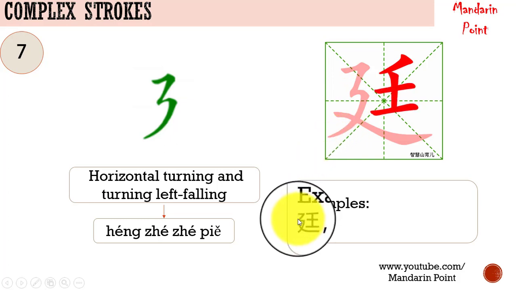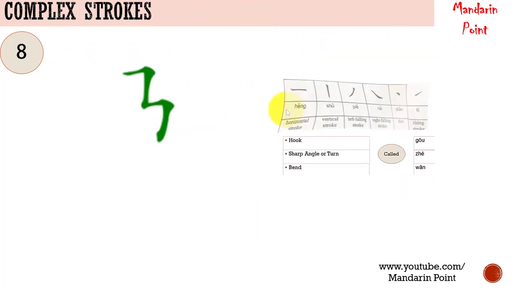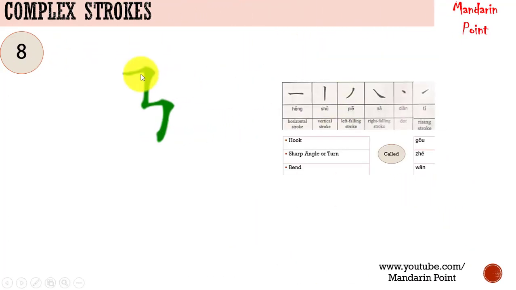The next one, it looks little bit complex, but if you just concentrate, it would be very easy for you. Horizontal stroke, right turn, right turn, right turn, hang zhi zhi zhi.